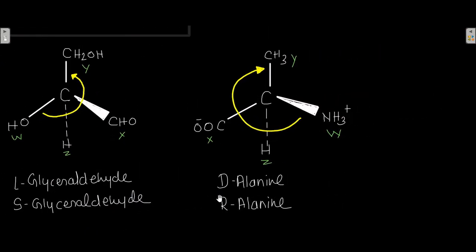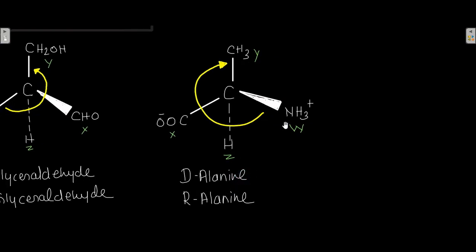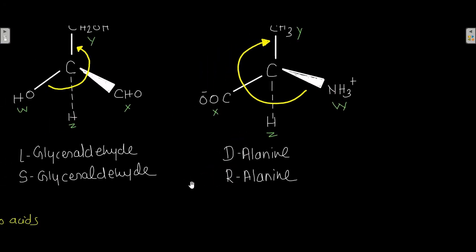A similar case applies to an amino acid, alanine. As you can see, the highest priority is given to the NH3, then COO minus, then CH3, and at last H. That is how the priority is given, and the order of the groups W, X, Y is in the clockwise direction, and that is the reason why this alanine is referred to as R-alanine. So that is how the absolute configuration notation using the symbols R and S works.